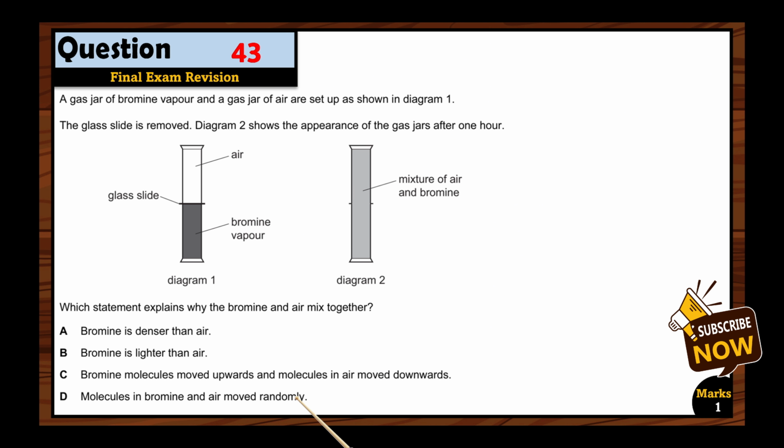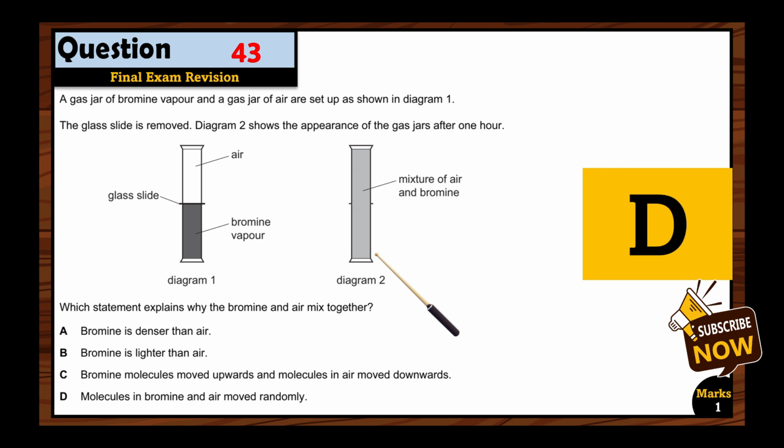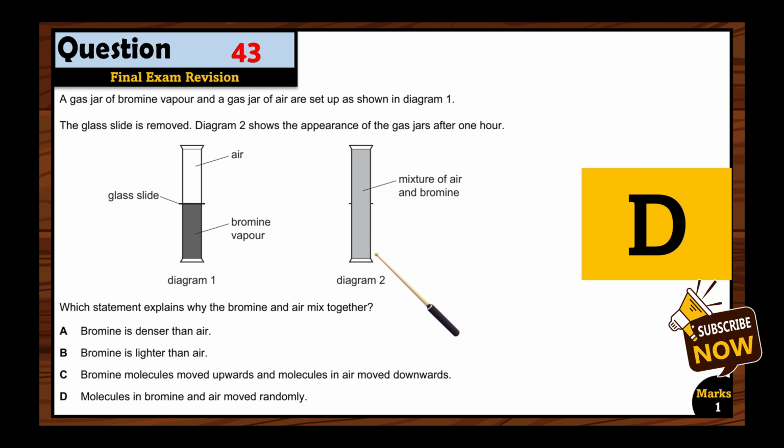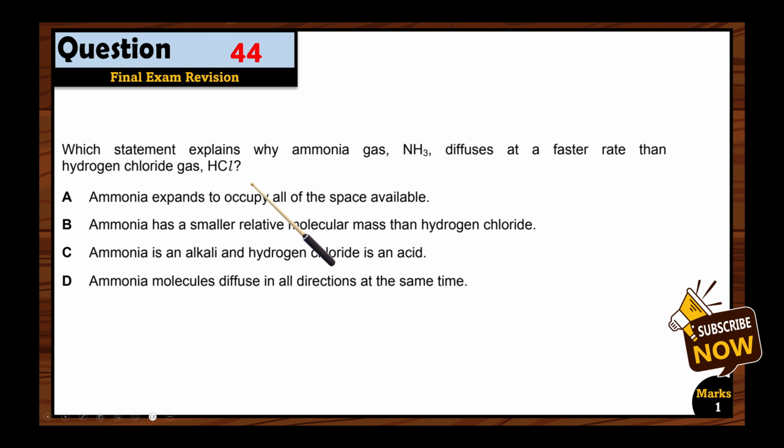Option number D, because this process is actually about diffusion. And what is diffusion? It's the random movement of the particles. So option D is correct. Whenever you are confused between some of the options, you have to choose the best option, and you have to see what they are actually asking about. Here they are asking about the diffusion process, because two gases are mixing together. So your answer should be related to diffusion. That's why I choose option D.